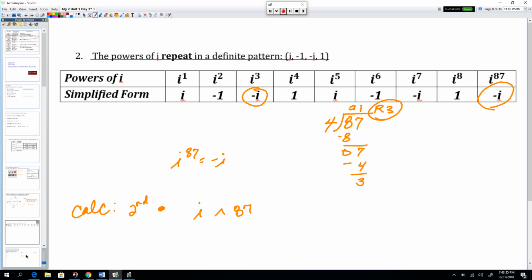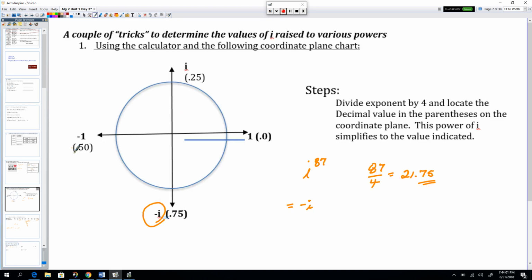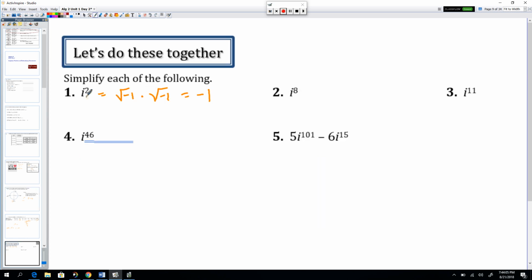Speaking of, let's do some practice right here, okay? So let's simplify these. i to the 2 power, well, that's the same thing as square root of negative 1 times square root of negative 1, right? So you can either remember that fact and say, oh, I know that's negative 1. You can run through and memorize that repeating pattern of 4, or you can divide 2 by 4, which is 0.5, and then go back and look at where 0.5 lands on your calculator, so negative 1. Okay, so that's one of the simpler ones.